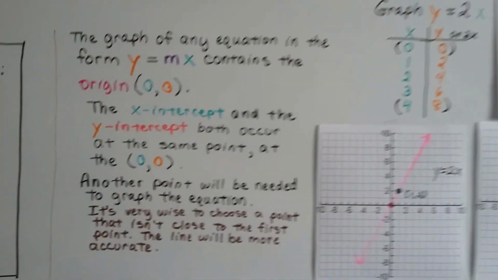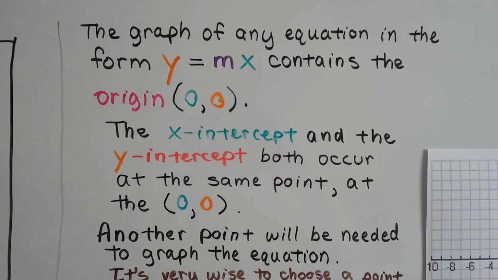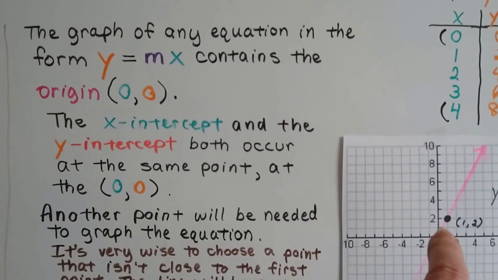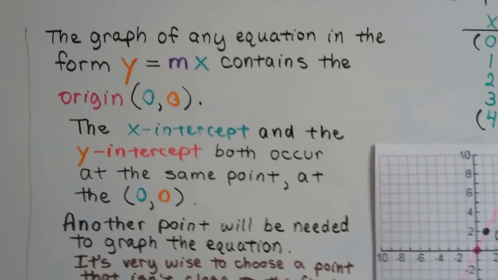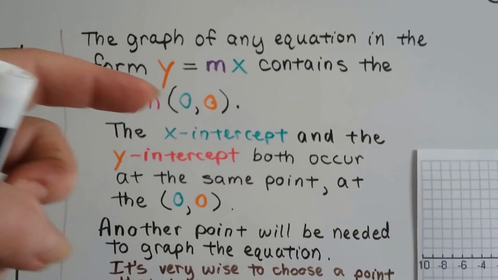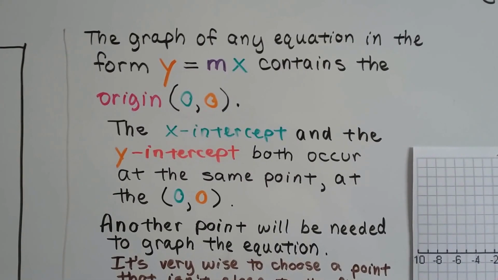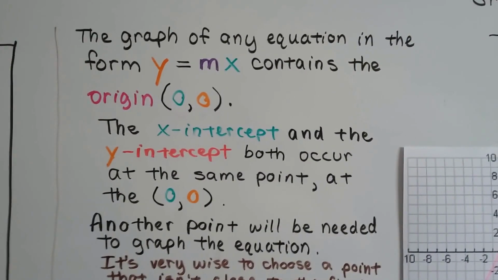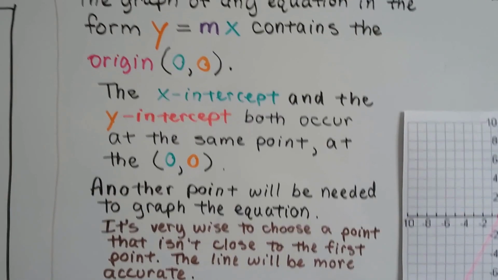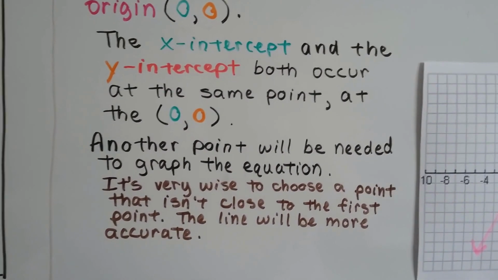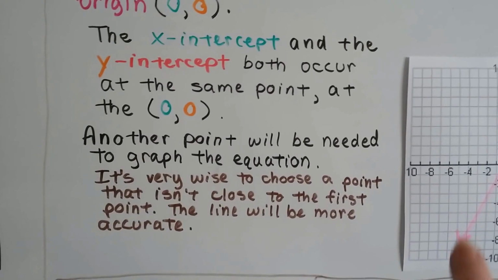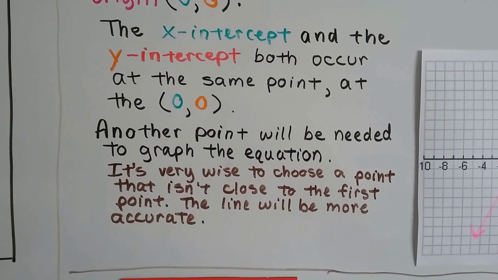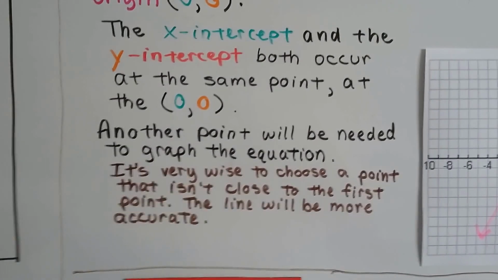So the graph of any equation in the form y equals mx contains the origin (0, 0). So it's going to go through (0, 0) as a point. Y equals mx. Automatically, we know it's going to go through (0, 0). The x-intercept and the y-intercept both occur at the same point at (0, 0), the origin. Now, another point will be needed to graph the equation. We only have one point at the origin, (0, 0), right there. And it's wise to choose a point that isn't close to the first point so the line will be more accurate. And I'll show you.